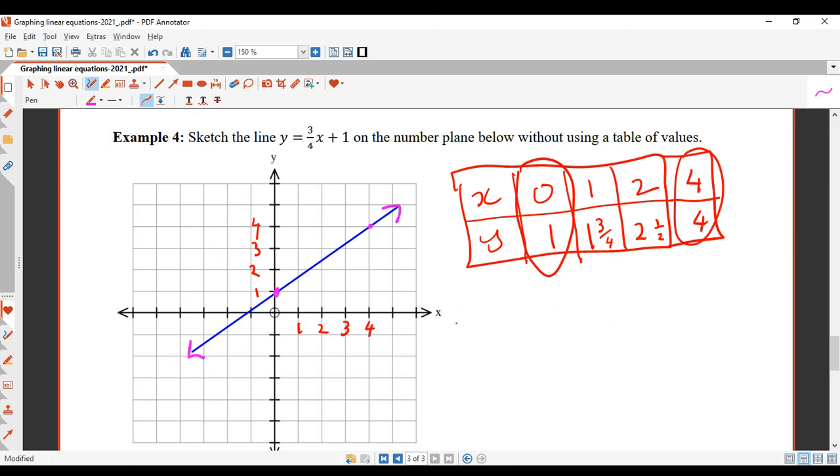If you wanted to, on that scale, you could have done a different scale. You could have gone up by halves or quarters on your y-axis. It's up to you, but it's easier, I guess, in this case, just to use the whole numbers. And you only need 2 points, 1 and 2, to draw the straight line. That's it.